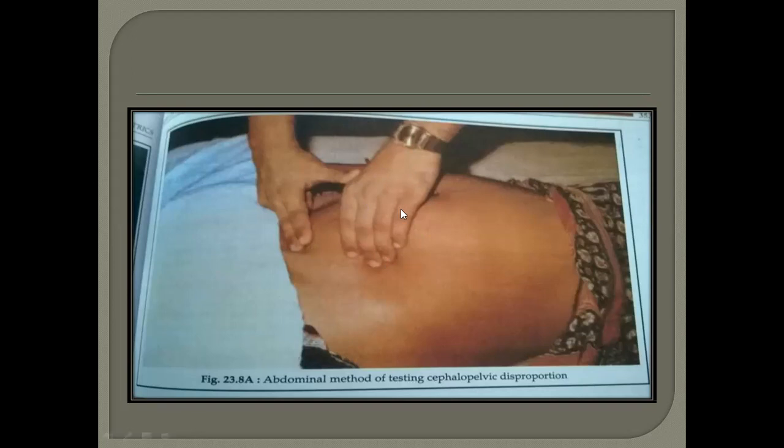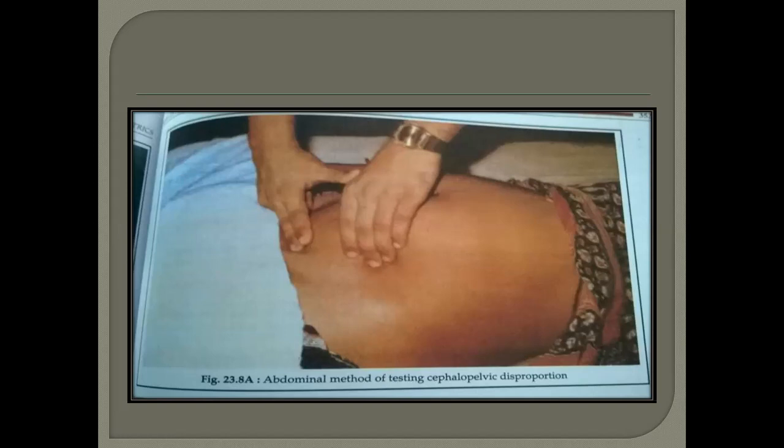During that time, using these fingers, she will be assessing the overlapping of the parietal bones of the fetal head. You know, the fetal head is made up of bones, and the bones are very soft. It has a capability to mold, a capability to overlap over another bone. So here we are mainly focusing on the parietal bone, to accommodate into the pelvis. The two parietal bones are situated on the two sides of the fetal head. If they are overlapping, that we are seeing here.